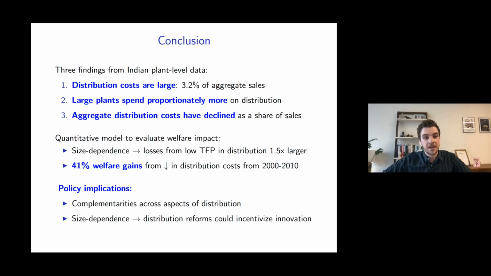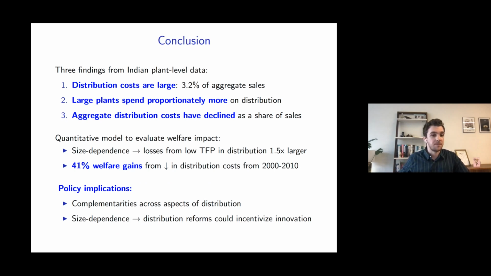There were 3 big findings that jumped out from the Indian plant level data. So we saw that distribution costs are large. Large plants spend proportionately more on distribution than smaller ones. And obviously there was a discussion about that. I'm happy to continue that now. And we find that aggregate distribution costs have declined as a share of sales considerably over time. We find that this implies very large welfare gains.